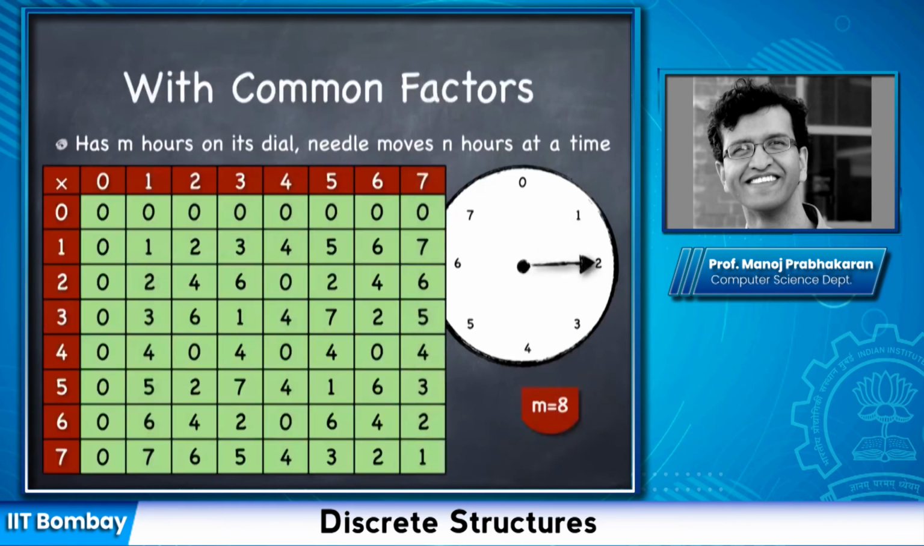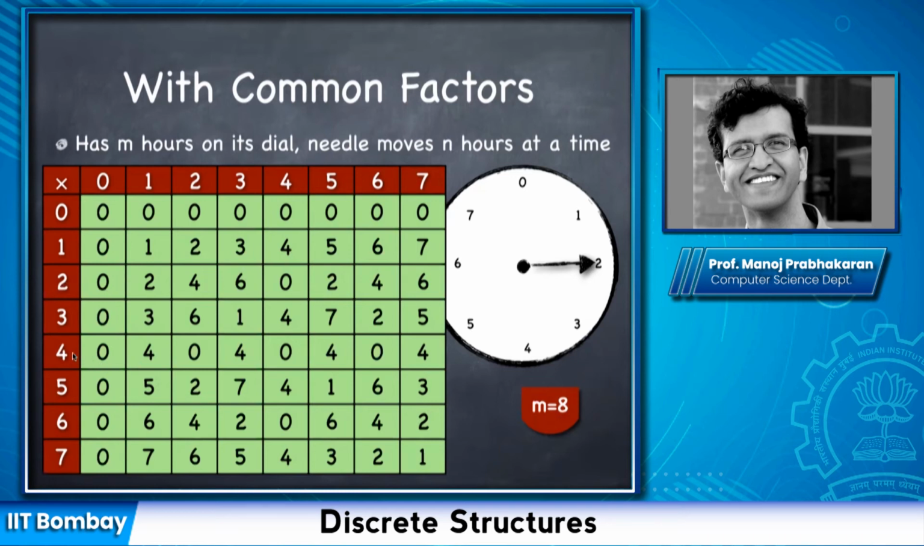So let's take another example where m, the modulus, is not prime. I've taken m equal to 8. And indeed, now there are values of n which are not co-prime with m, in particular, every even n. So let's say n equal to 2. You would see that it reaches 0, 2, 4, 6, and then the same positions repeat. So you don't reach anything other than these 4 positions.